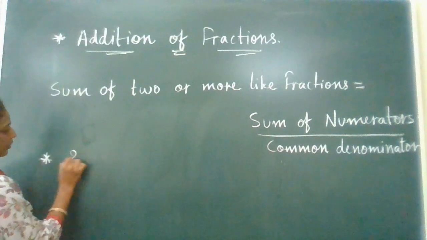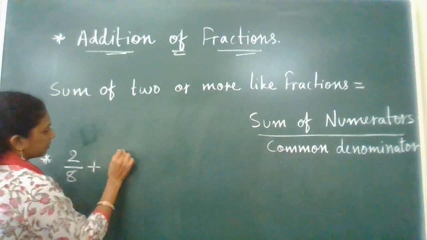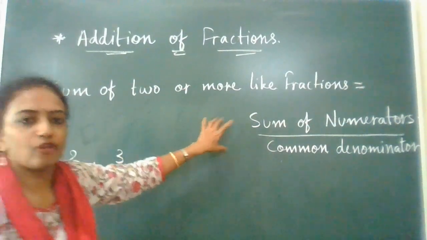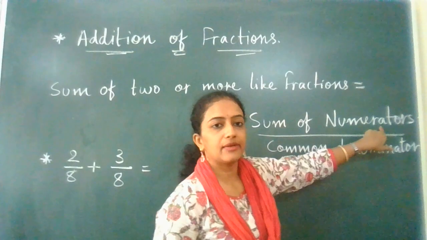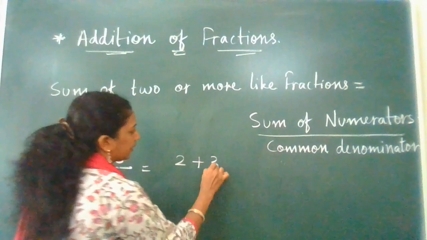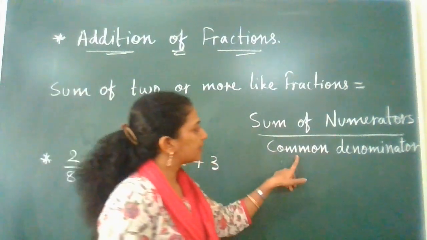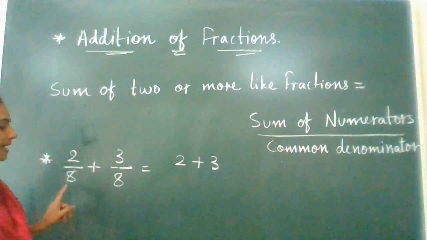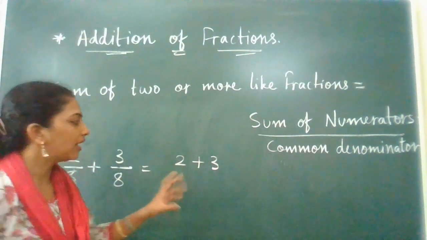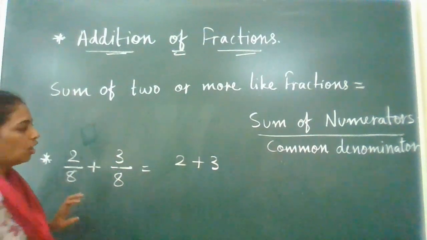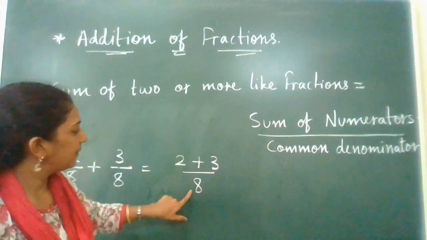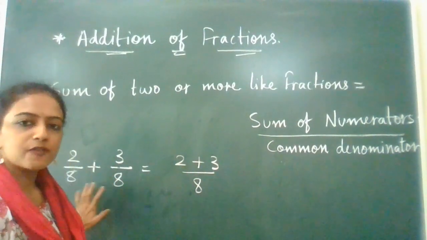Suppose here you have 2 upon 8 plus 3 upon 8. So we have to do addition. The formula says sum of numerators. These are the two numerators. What will come below the numerators? The common denominator. Common means it has the same denominator. When you do addition, you don't have to write it two times because it is the same. If you write it only one time, it is okay. Here we'll be writing 8 only one time because it is a common denominator.